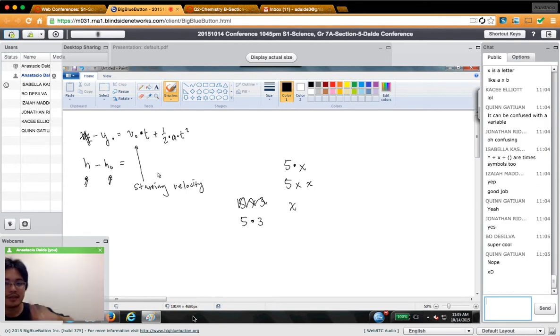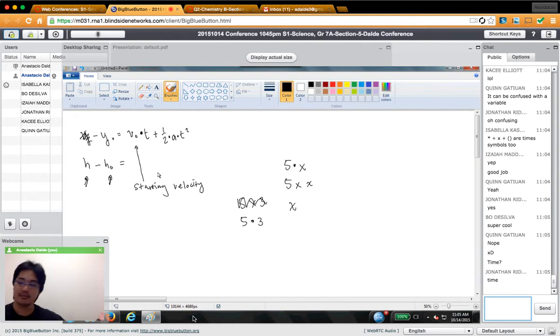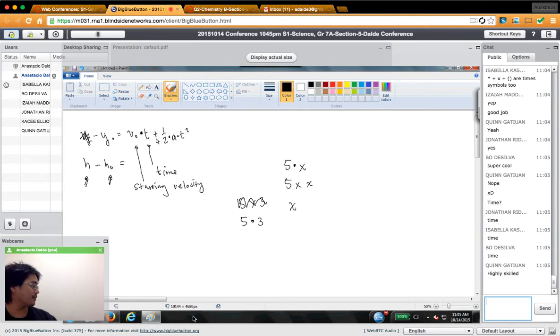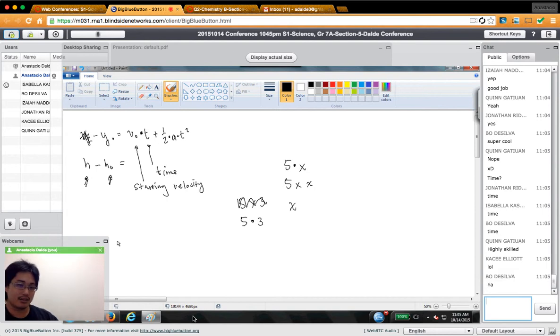Okay. What about the T? What do you think the T represents? Time. There we go. You guys are figuring this out before I do. So this represents the time. So apparently, the height final minus the height initial is equal to the velocity it started at times the time, all right? Plus, all right, what is this crazy symbol right here? This one right here that I circled.